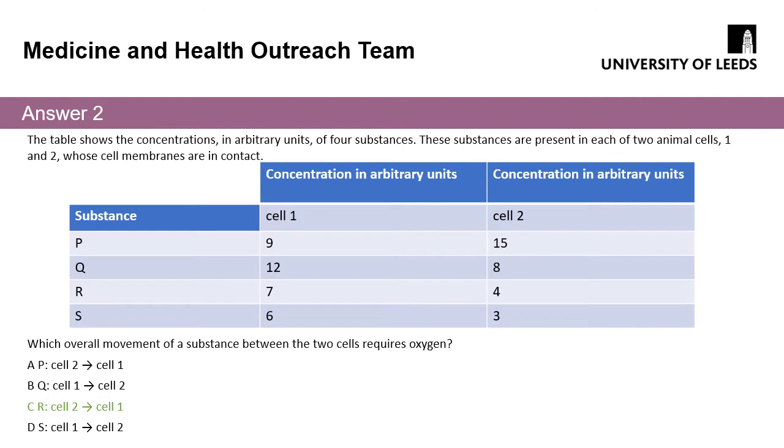The answer for question 2 is option C. We know that oxygen is required for aerobic respiration, which releases energy. We also know that the energy released is used for active transport, which moves substances up the concentration gradient. The only answer that shows movement against the concentration gradient is option C.